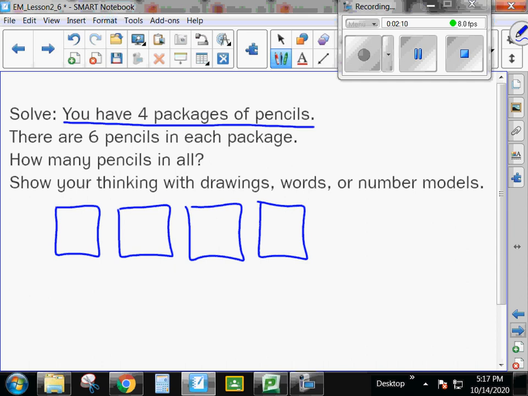The next bit of information says there are 6 pencils in each package. Not 6 pencils altogether, but 6 in each. So I'm just going to go ahead. Some of you like to draw dots and some of you like to draw tally marks. I'm going to be honest with you. At this point in 3rd grade, I really shouldn't have to draw dots or tally marks because when I go back to do the math, I'm not going to need to count all of those dots or tally marks. I'm able to add numbers now that I'm in 3rd grade. So I really kind of stick away from doing tally marks or dots, especially when we get into some bigger numbers. Now, it wants to know how many pencils in all.